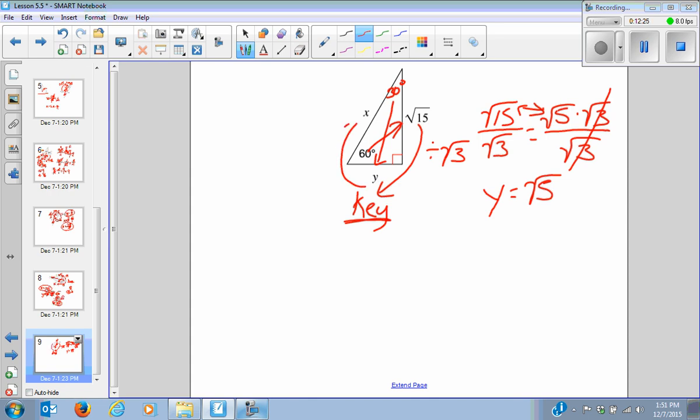Now I'm going forwards, and I'm going to times that by 2 because that's the one across from the 90. So I take x and it equals 2 square roots of 5.